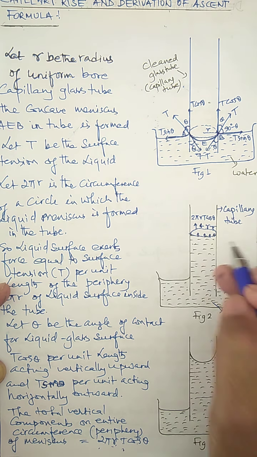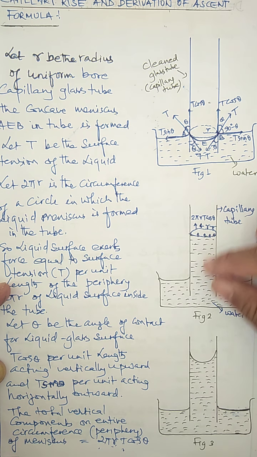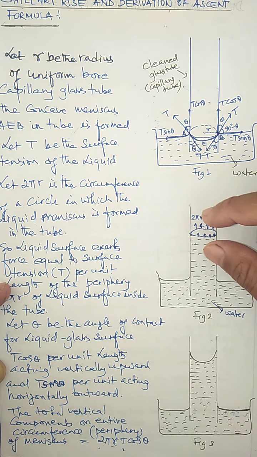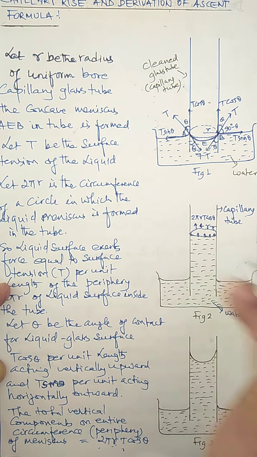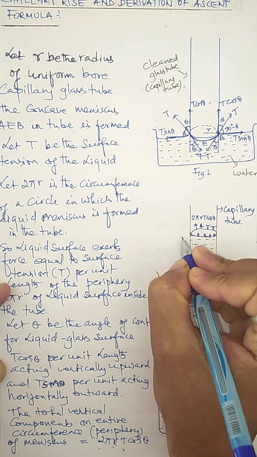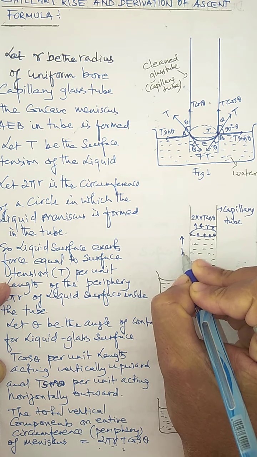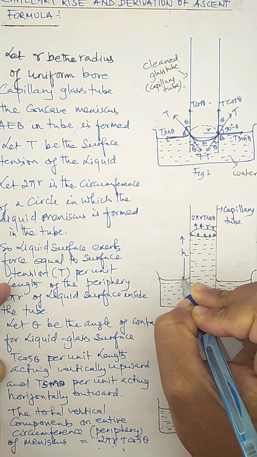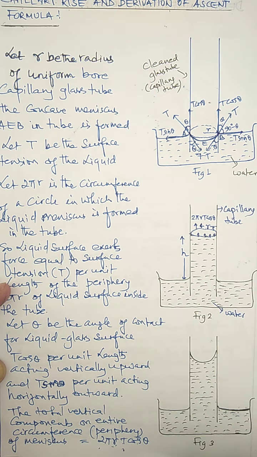Due to this force, consider there is a rise in the level of water inside the tube, and consider the rise in level of water to be at a height h from this surface, which is called the free surface. Under this case, children, we can derive a formula called the Ascent formula.